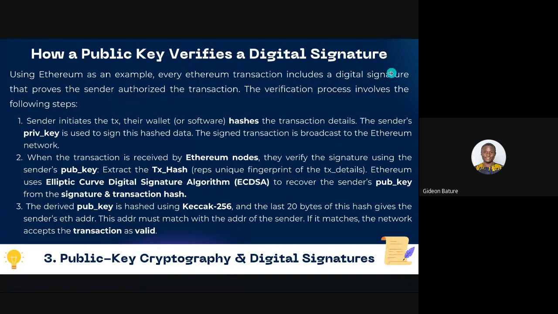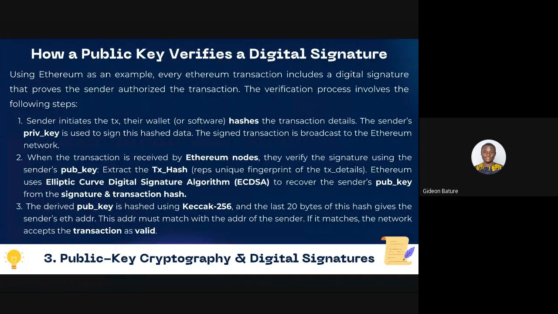And why is that digital signature there? That digital signature is to prove the sender authorized the transaction, to prove that you authorized that transaction. It's just like if I'm going to give you a check to go to the bank and get money. Of course, I have to sign the check. Yes, the amount will be there and everything, but for you to be able to take that check to the bank and get that money, I have to sign it.